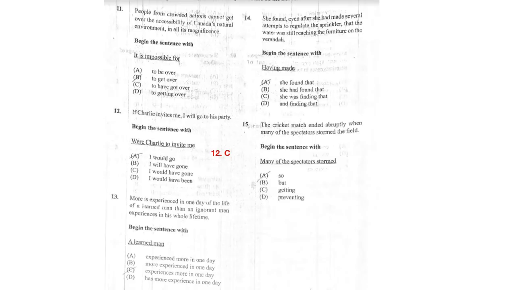The cricket match ended abruptly when many of the spectators stormed the field. They're telling you to begin with, many of the spectators stormed the field, so the cricket match ended abruptly. So yes, 15 is A, that's correct.